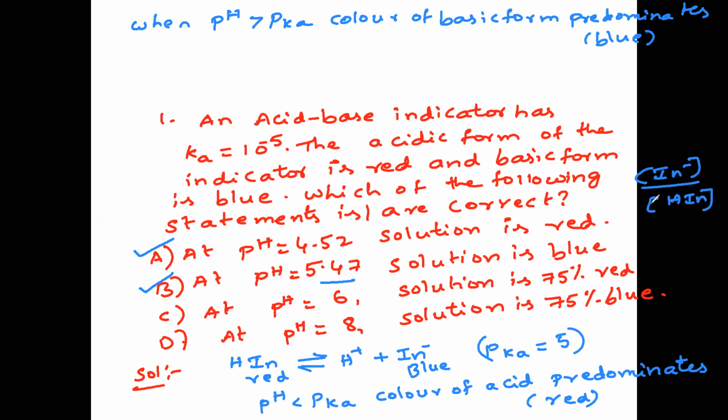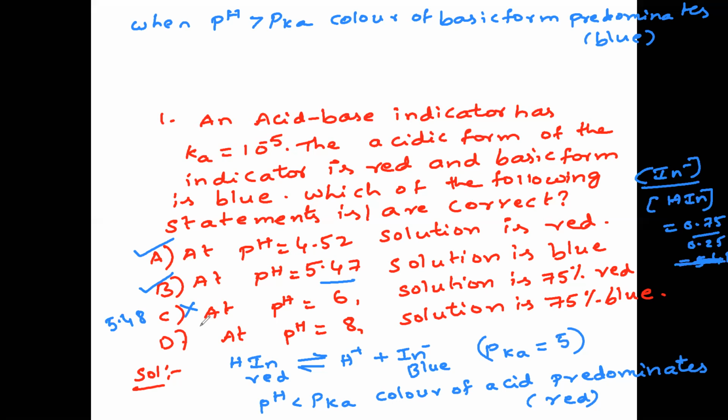we can say it is equal to 0.75 by 0.25, because 75% is given. So that is equal to 5 plus log 3, that is 5.48. So for this case, pH is equal to 5.48. So the statement that the solution is 75% red is wrong. When pH is equal to 5.48, the solution is 75% blue.